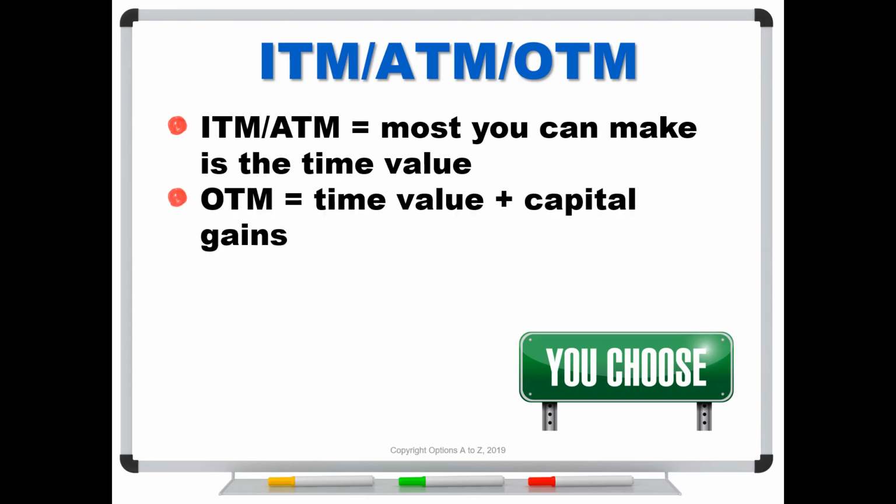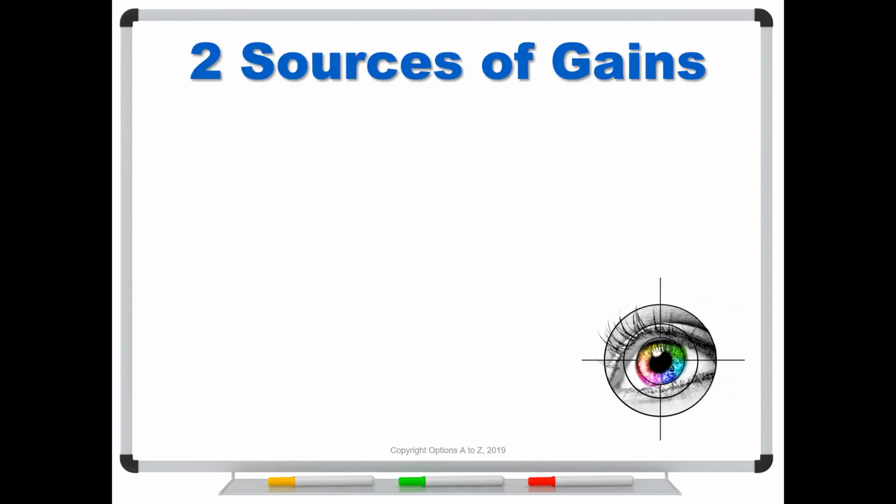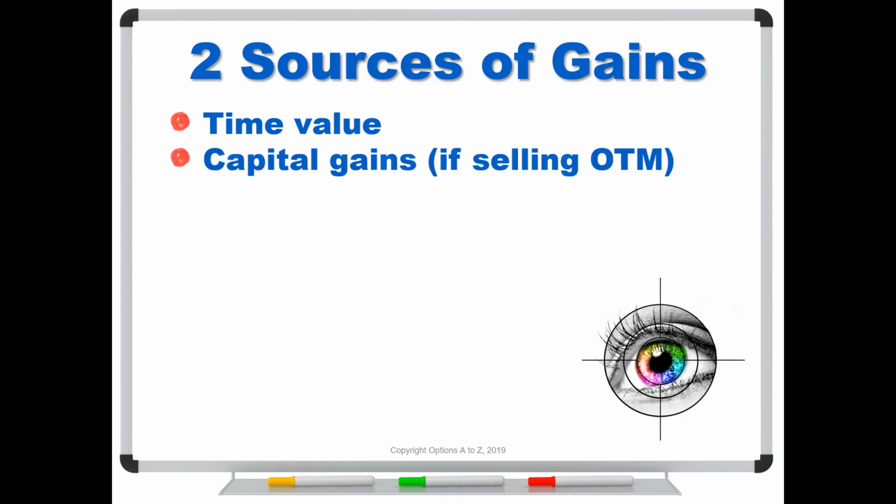On the other hand, if you sell an out of the money, you can make the time value, but you also might make some capital gains, and that's because you're allowing some room for that stock price to run. So in all cases, you always get the time value at a minimum. But if you're selling out of the money, you might also get some capital gains. So remember, if you're considering these strategies, you have two sources of potential gains. One is the time value, and the other is capital gains. And again, that only comes if you're selling out of the money.